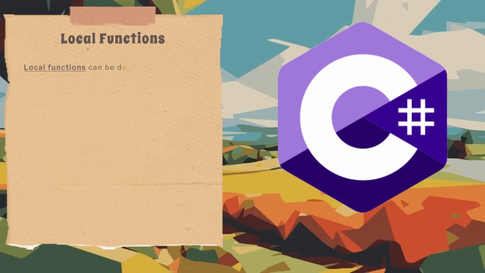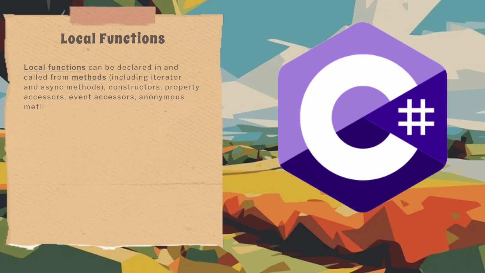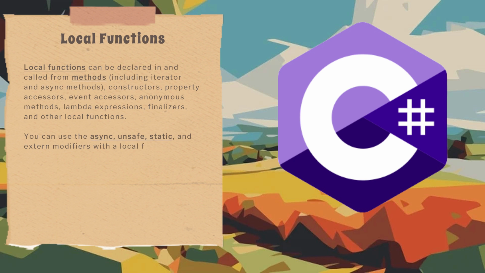Local functions can be declared in and called from methods, including iterator and async methods, constructors, property accessors, event accessors, anonymous methods, lambda expressions, finalizers, and other local functions. You can use the async, unsafe, static, and extern modifiers with a local function.